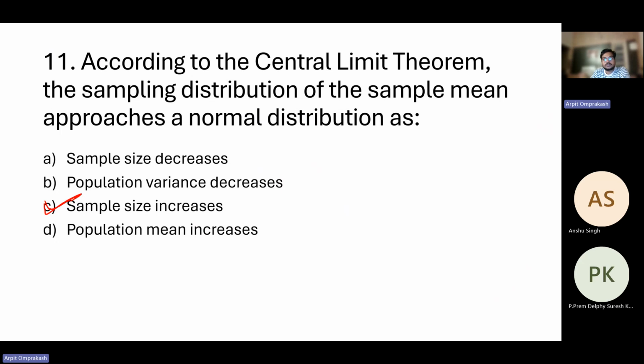Right. So that is the statement of the central limit theorem, irrespective of what kind of distribution is followed by the population. The sampling distribution of the means will follow a normal distribution if you have enough sample size.